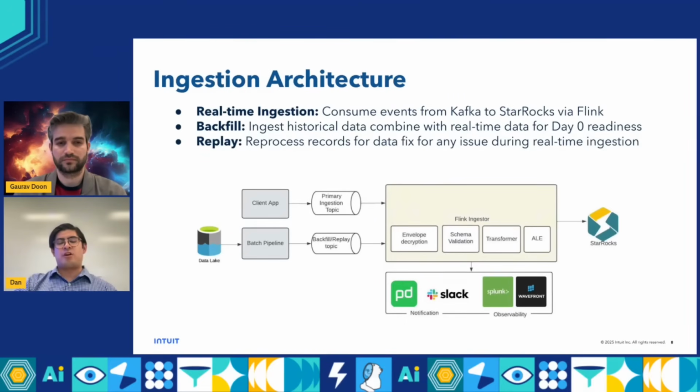Now, in all of our pipelines, we also provision many features that will be required for operational excellence. So this may include event schema validation, to make sure that the events have the exact format that we expect them to have, so that we don't get bad data ingested into the StarRocks database. We also have data transformation, so that if there are any changes that need to be made to the data in between the Kafka topic and the final data store in StarRocks, we can do that for them.